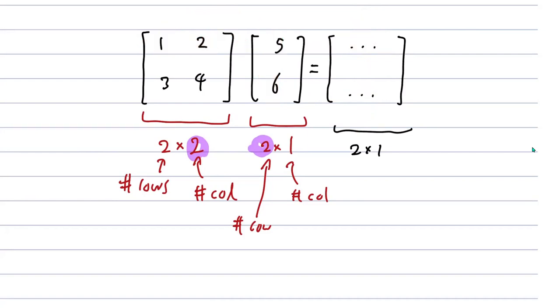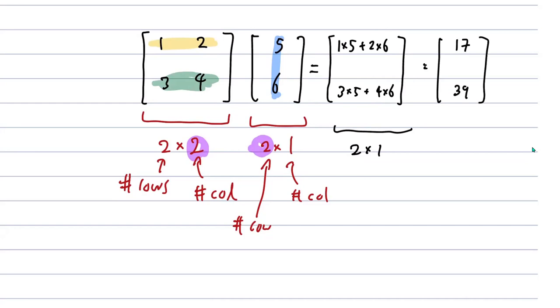If I highlight it, yellow with blue, this will become 17. Yeah, correct. So it becomes 1 times 5 plus 2 times 6. You simplify it, it becomes 17. Next one, 39. Yeah, correct. So it will be green times the blue. Write down the working: 3 times 5 plus 4 times 6. Then you get 15 plus 24, 39. Good, you remember already.